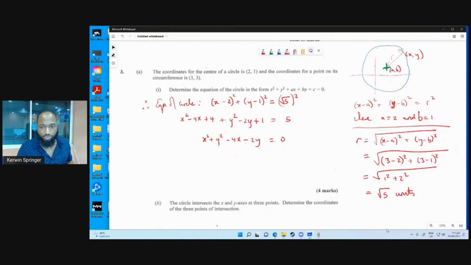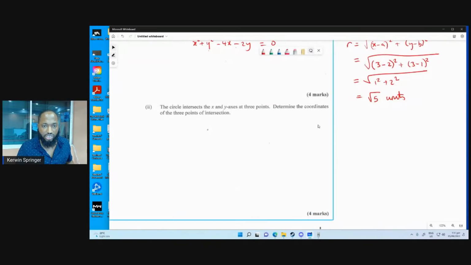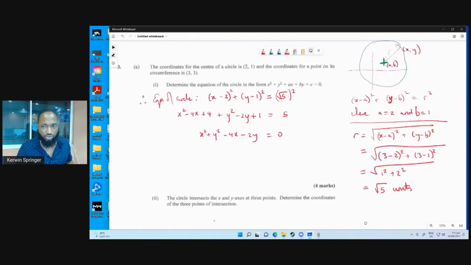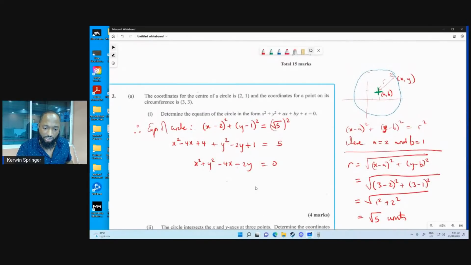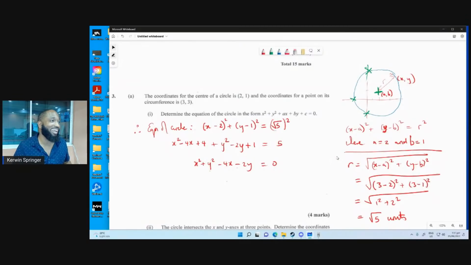The circle intersects the x and y axis at 3 points. Yes, so we're expecting a point here, a point there, and a point there. Right? So 2 points on the y. Well, I don't know what to expect.